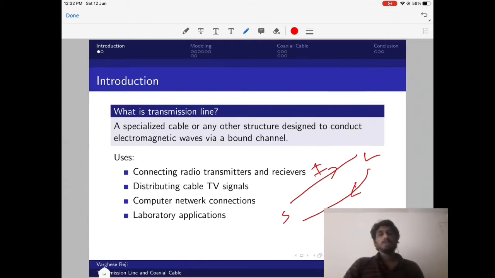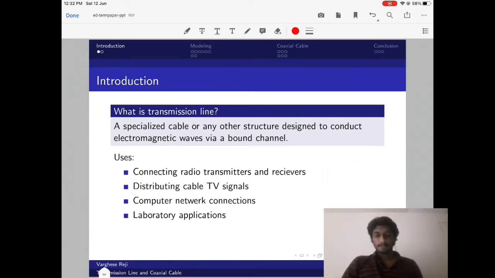And now we use transmission lines for connecting radio transmitters and receivers, distributing cable or TV signals, computer network connections, and in laboratory applications, and there are many other applications. Another application is the wiring in our houses, but that is another case. We do not include that here. Here we are looking only at signal transmission lines.